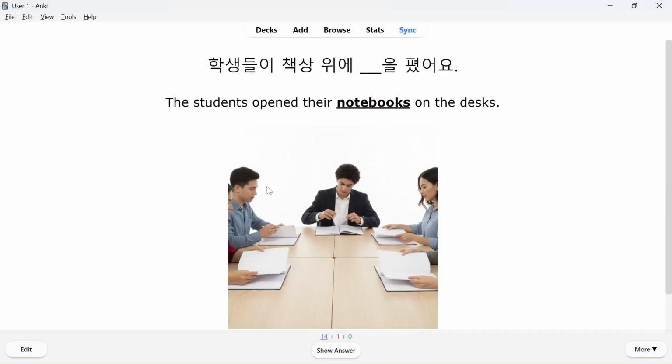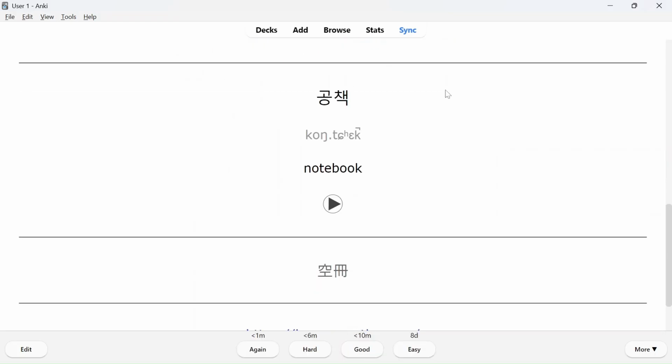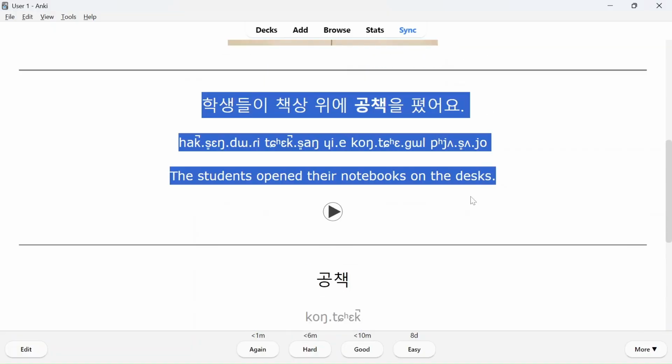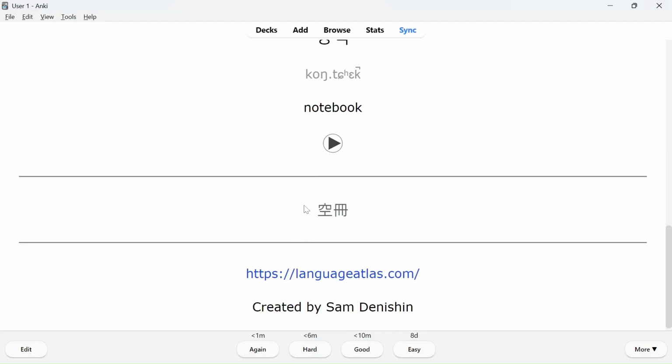So let's continue. The students opened their notebooks on the desks. How do you say notebooks? 학생들이 책상 위에 공책을 폈어요. 공책. Great. So we have a sentence area, we have the word area, we have hanja.